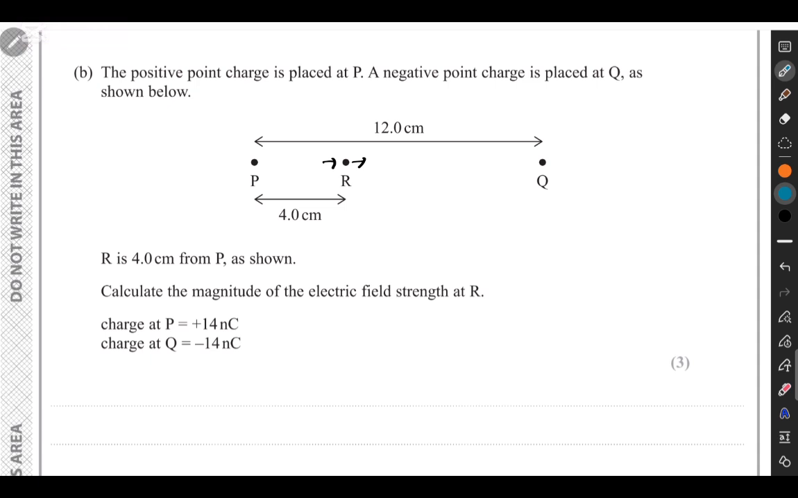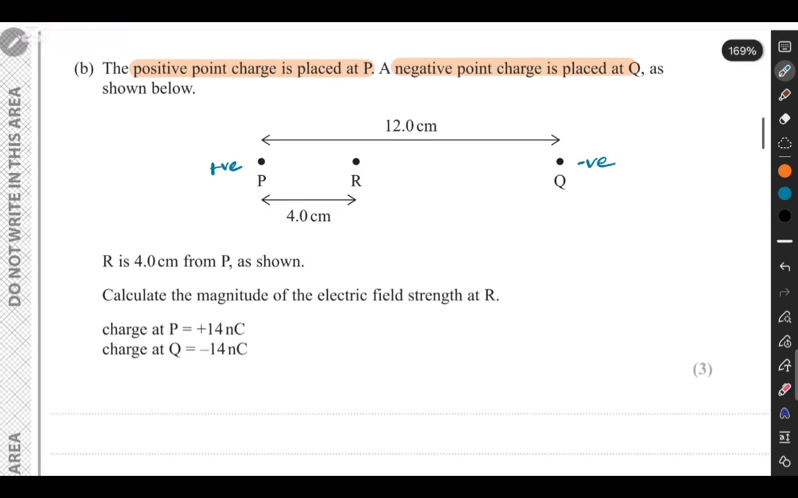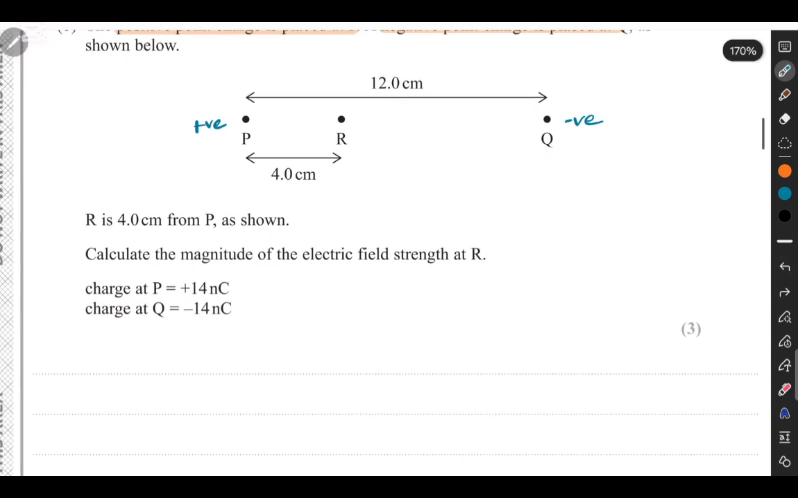Now, the next thing you have to realize is that here we have a positive charge placed at P and a negative charge placed at Q, shown below. P is where we have a positive charge, and here at Q we have a negative charge. And this is the point R. Then they tell us that R is 4 centimeter from P. Calculate the magnitude of electric field at R.